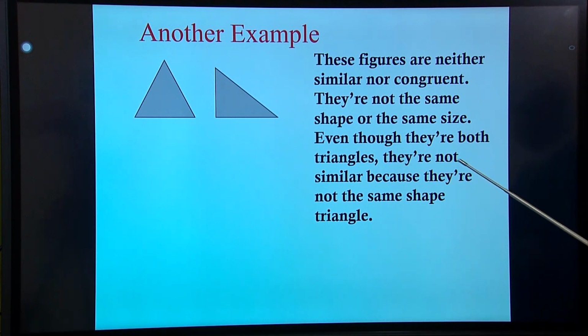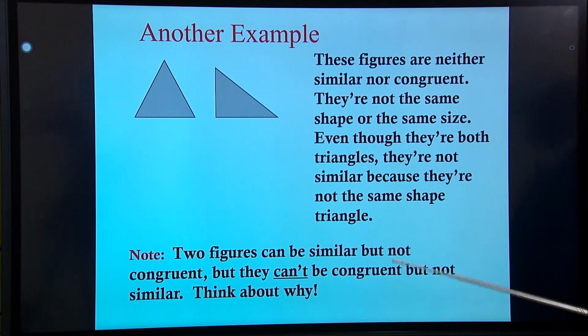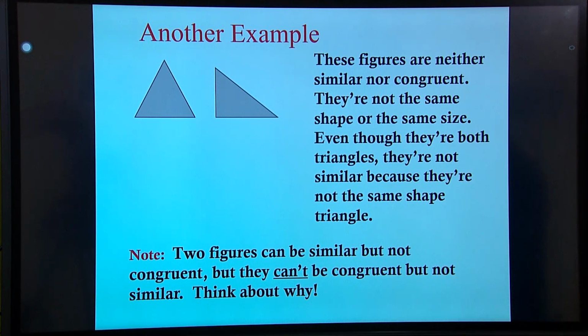They are both triangles. Fair enough. Okay, so two figures can be similar but not congruent. Let's use the word specifically. If they are similar, they have the same shape. If they have the same size as well, then they can be congruent.